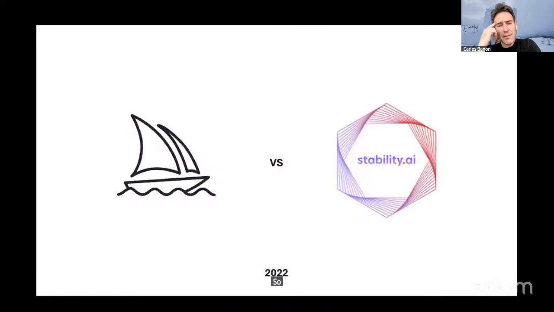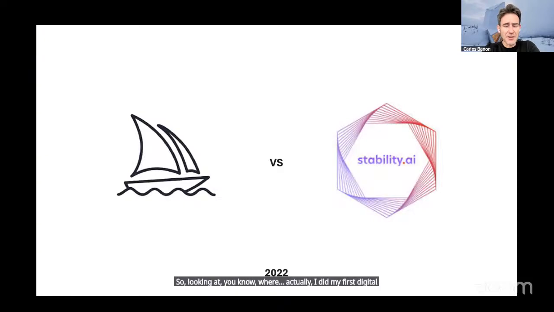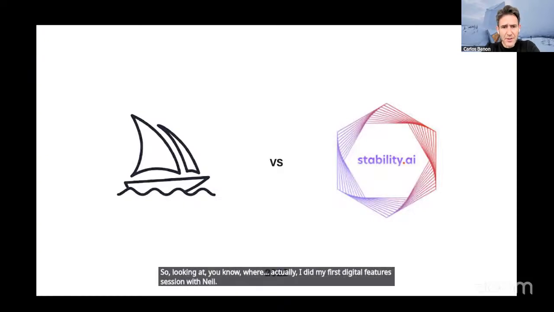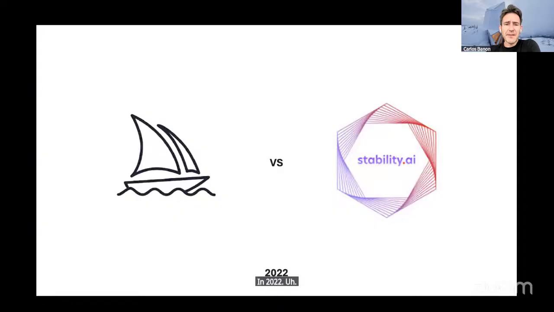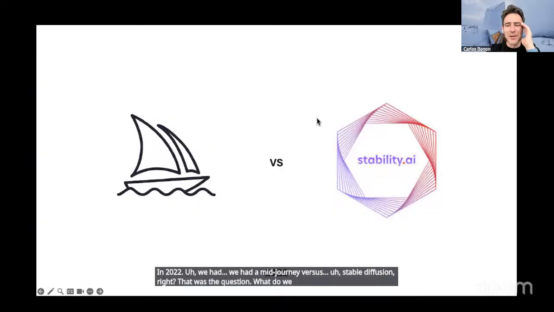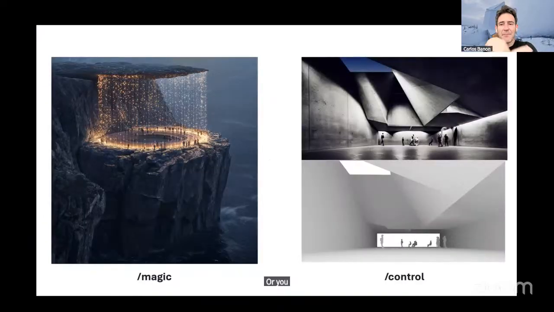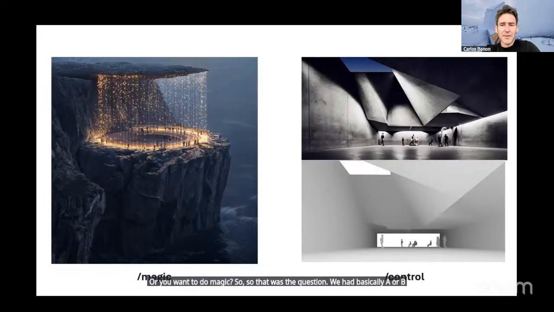So looking at where I actually did my first digital features session with Neil in 2022, we had Midjourney versus Stable Diffusion, right? That was the question. What do we do? You want to do control, or you want to do magic? So that was the question. We had basically A or B to choose, and then we had different ways to access that power.